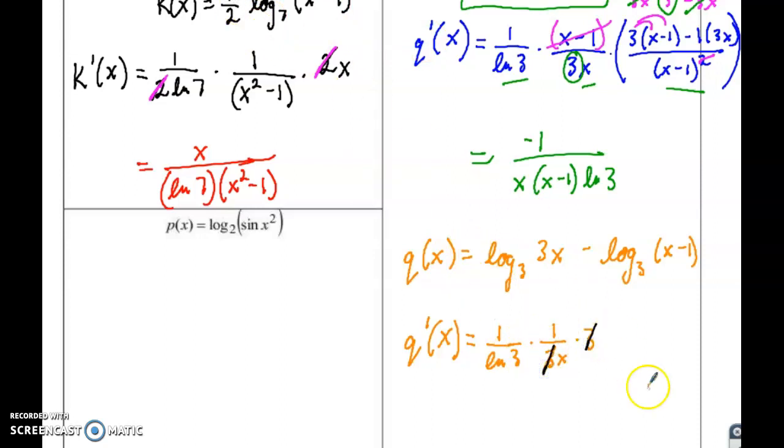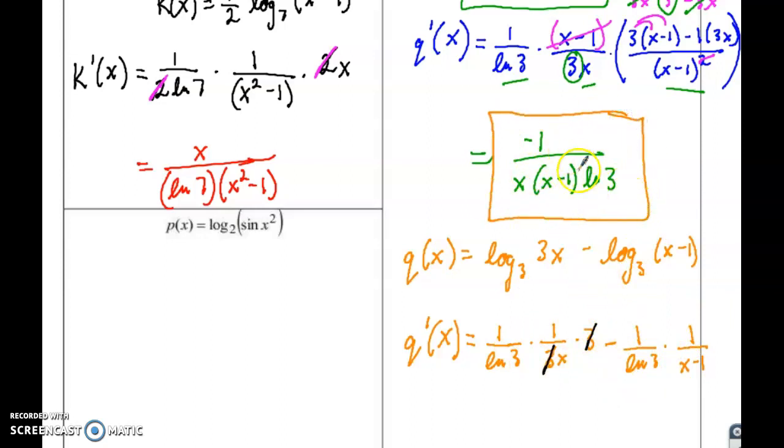And then minus 1 over natural log of 3 times 1 over x minus 1 times 1, but you don't have to write that. So if you got the same denominator and things would cancel, this is equal to that green piece up there. But I'm going to box that one in because that's a better answer than what I have down here.